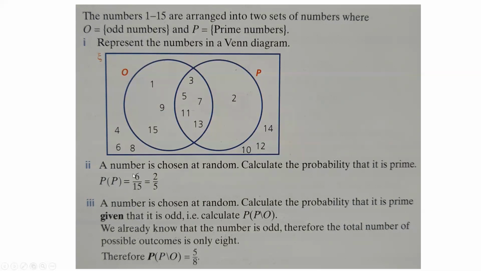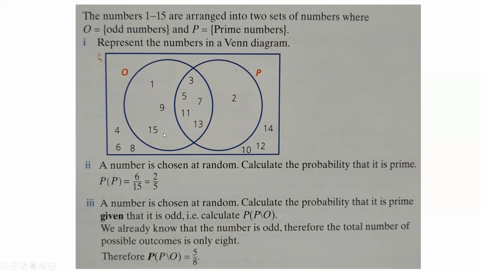Okay, now look at the third one. They say a number is chosen at random. Calculate the probability that it is prime given that it is odd. That means you already know it is an odd number, so you only need to focus on the odd numbers here. From these odd numbers, how many are from P? That is the question. When you read this P given O, the symbol is a straight vertical line, not a slash. If P given O, you already know it's from O. So how many from O? 1, 2, 3, 4, 5, 6, 7, 8. You only have 8.